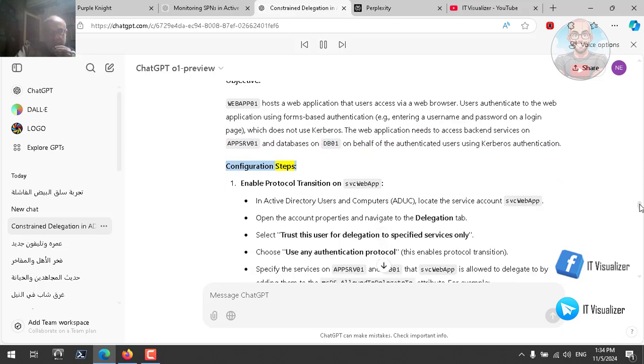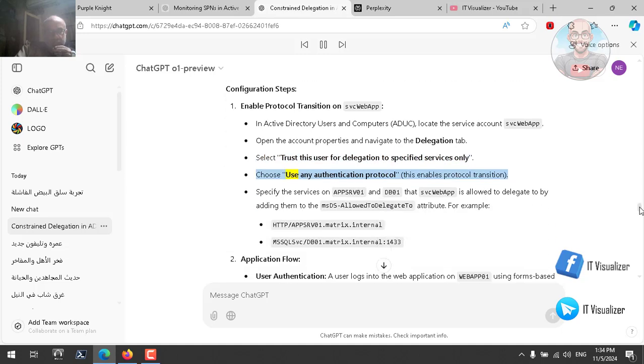Configuration steps. Enable protocol transition on SVC-WebApp. In Active Directory Users and Computers (ADUC), locate the service account SVC-WebApp. Open the account properties and navigate to the Delegation tab. Select "Trust this user for delegation to specified services only." Choose "Use any authentication protocol." This enables protocol transition.